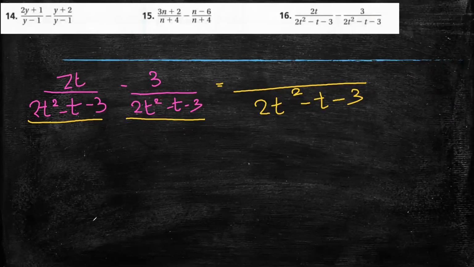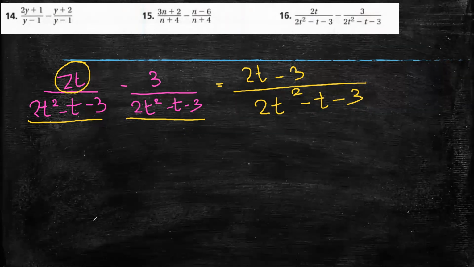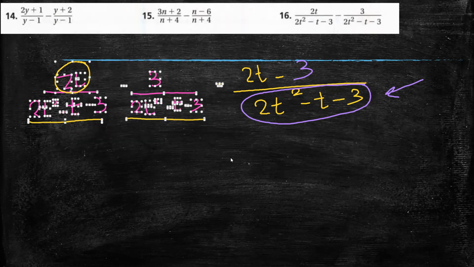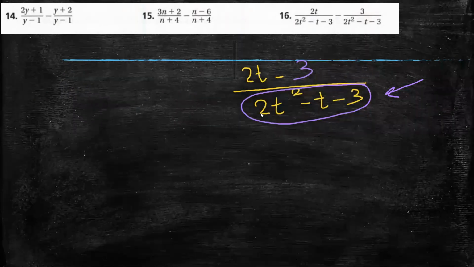Then let's add or subtract the numerators. Here, what did we have? We have 2t minus, and since we have only one term, write 2t minus 3. Now look here. Let's see if we can simplify it or not. Here in the denominator, yes, we have a quadratic expression. Can we factorize the quadratic expression? Yes.